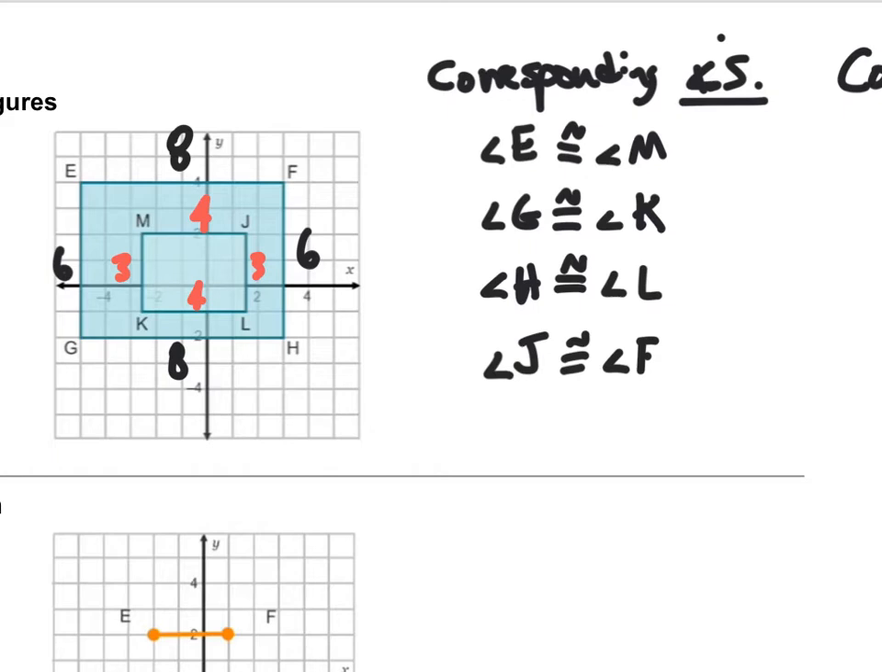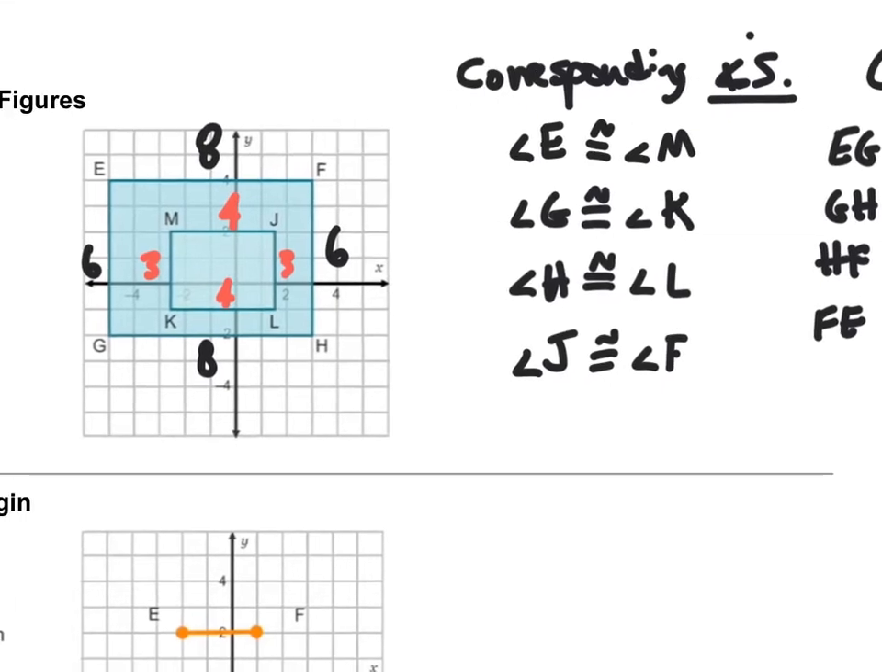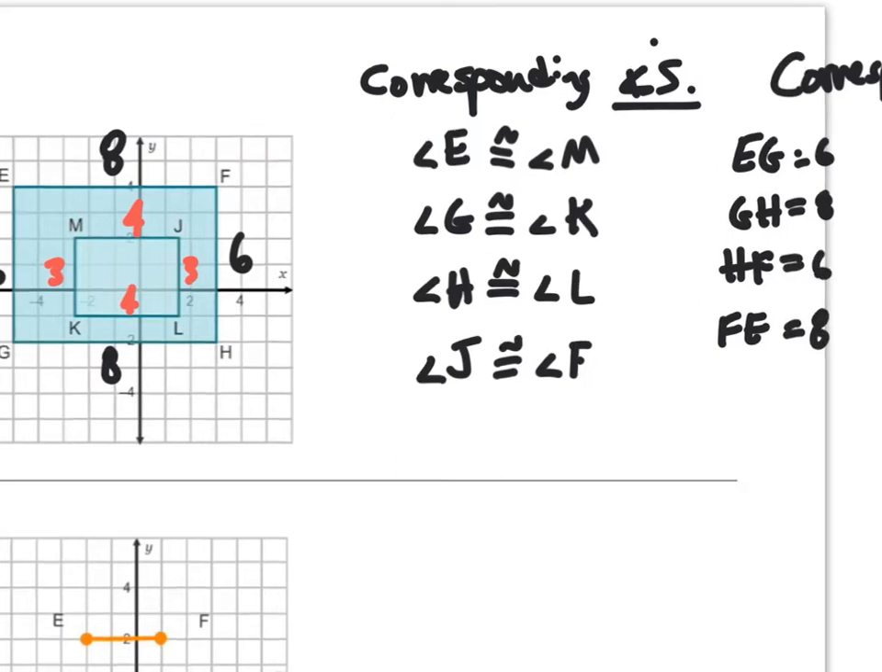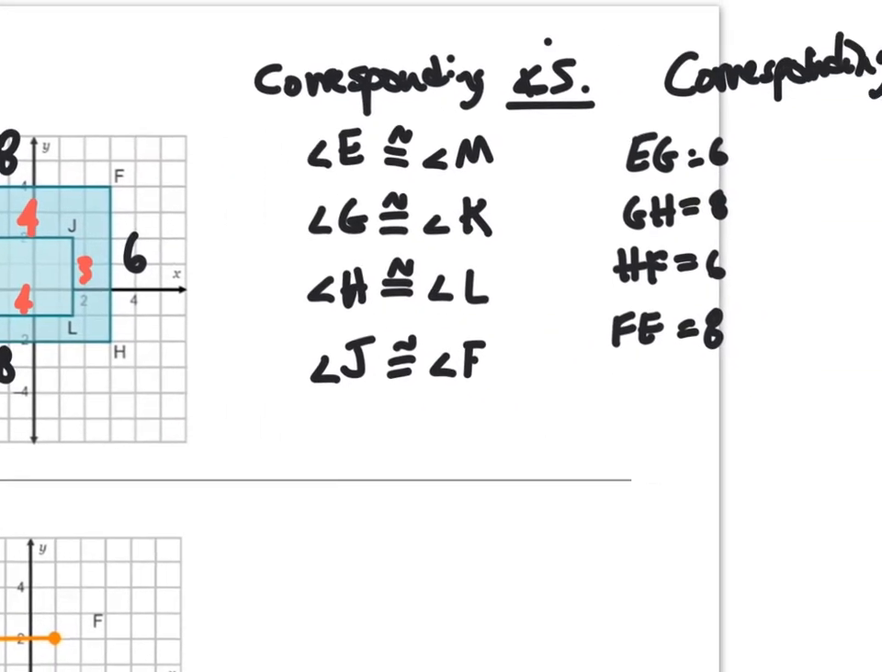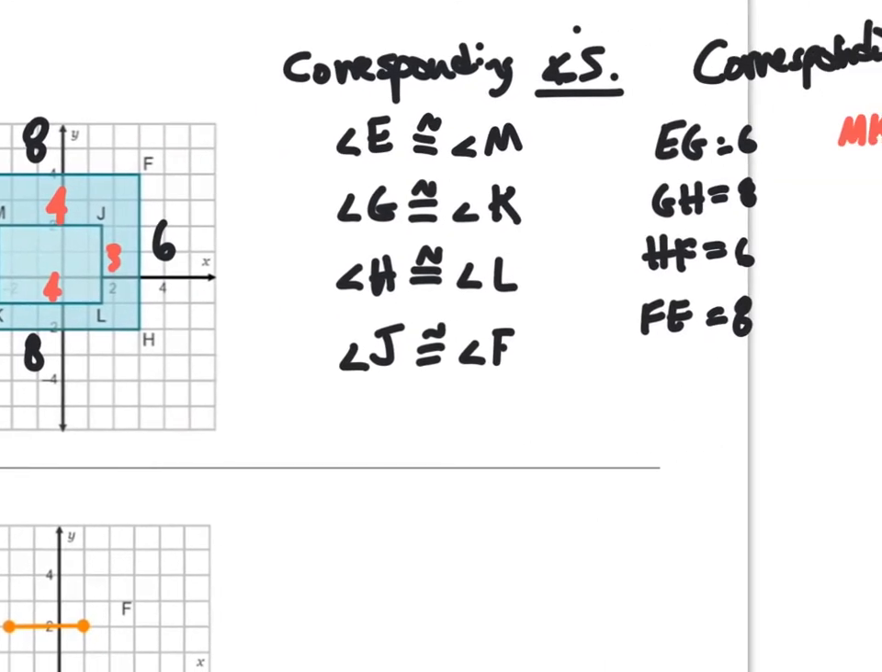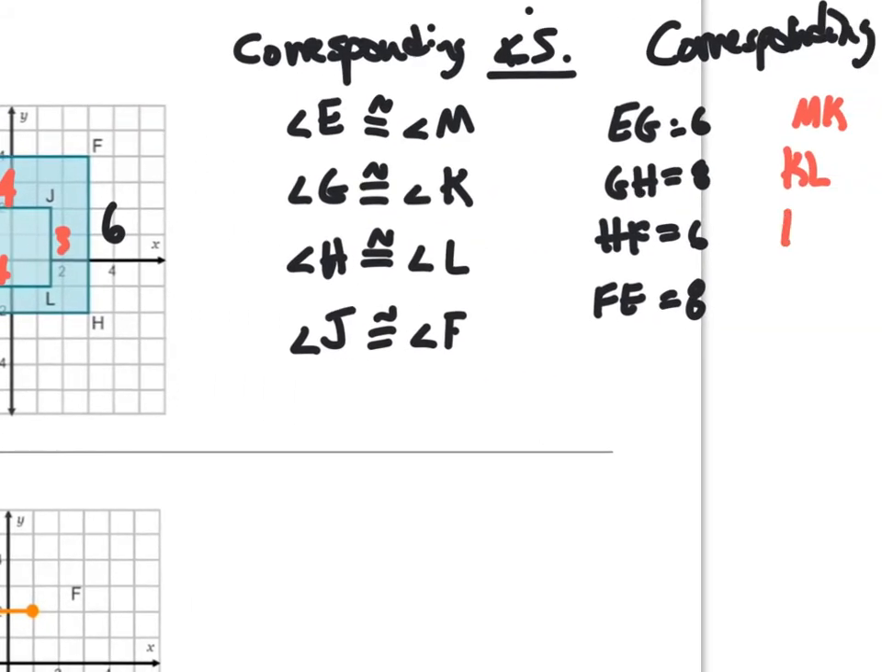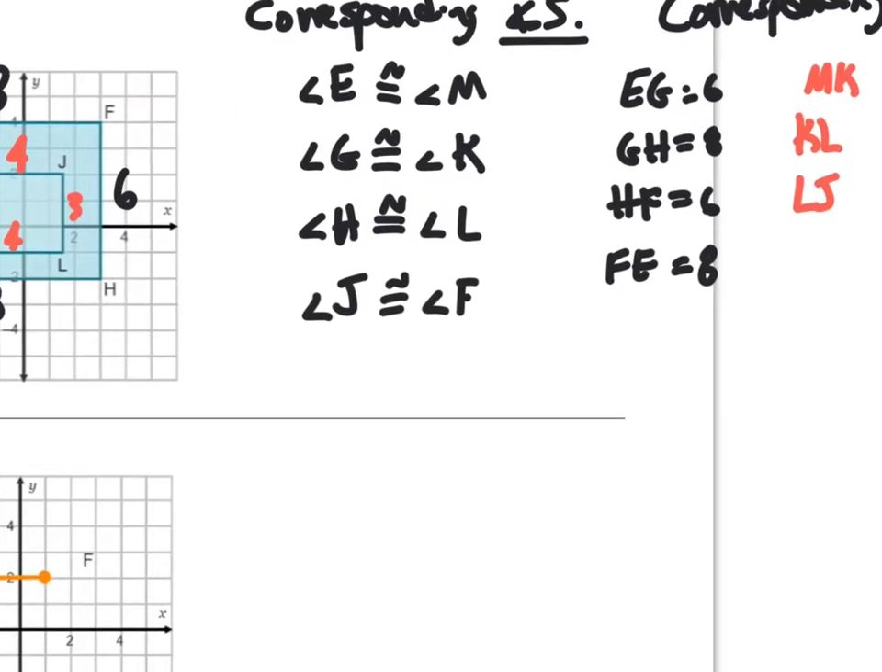So here's what I know. Let me write down these segments: EG, GH, HF, and FE. I know that EG is 6, so this becomes 6. This is 8, this is 6, and FE is 8. And then let's do the same thing. Let's do MK, KL, LJ, and then JM.